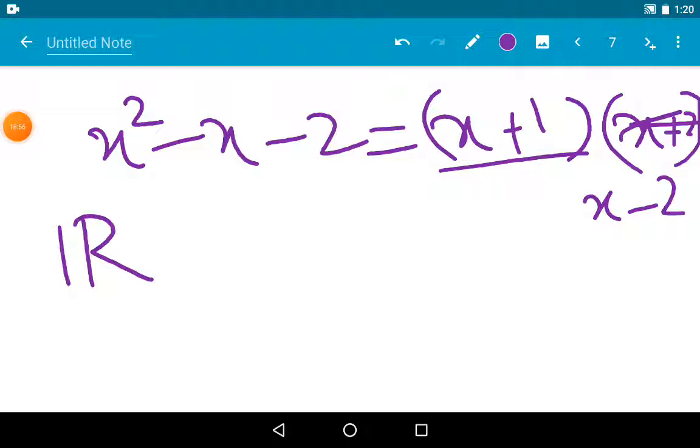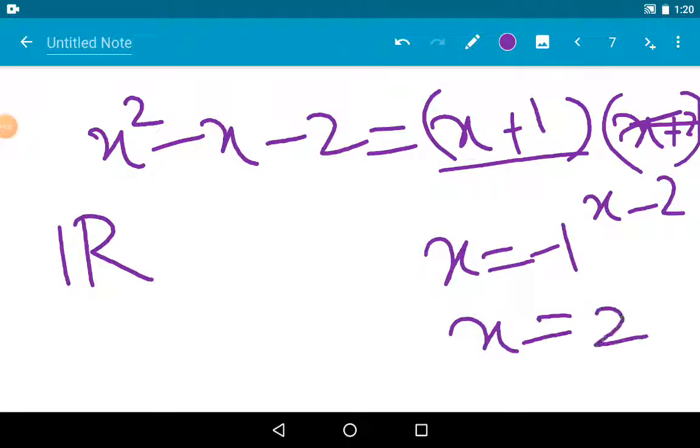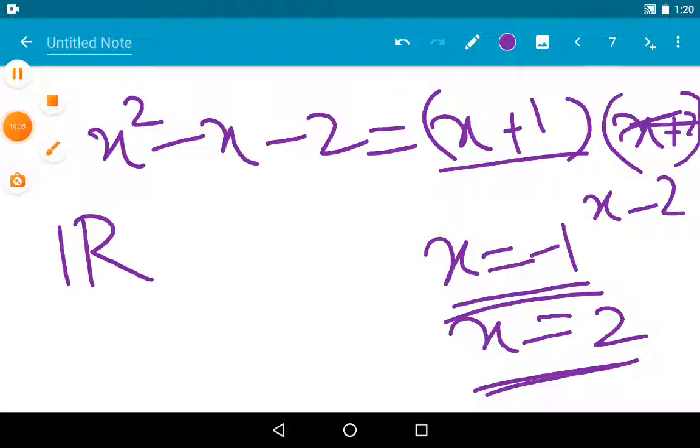So these points we have to avoid, which are the points x equal to minus 1 and x equal to 2. In these 2 points, the denominator will be 0. When the denominator is 0, the function will not be defined. So we have to remove them, then the domain will be R minus {minus 1, 2}.